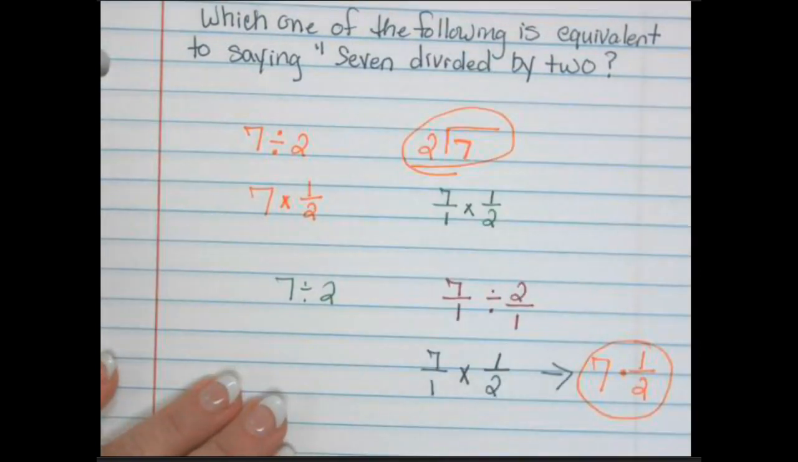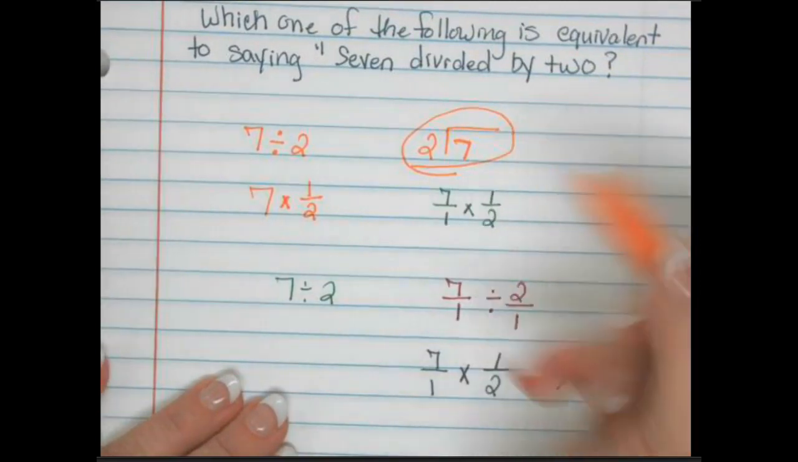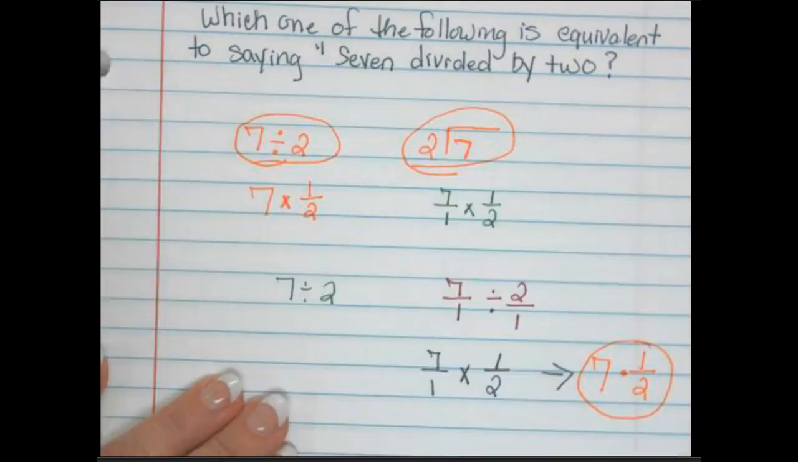7 divided by 2 was 7 in the house, and 7 divided by 2. Those are the 3 ways you can write it.